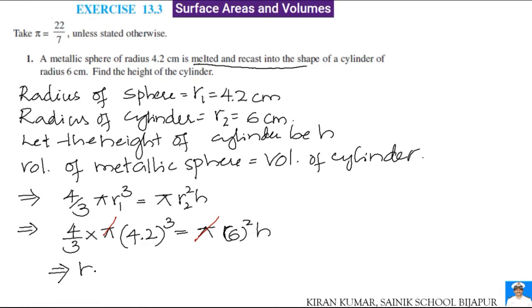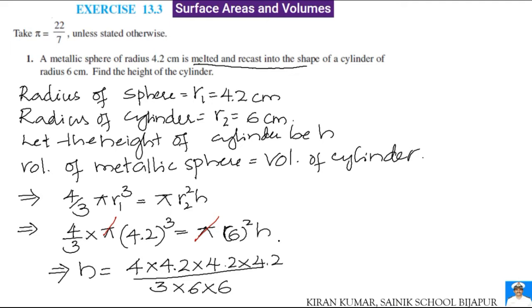So h will be equal to 4 into 4.2 multiplied thrice divided by 3 multiplied to 6 into 6. On simplification, we get it as 2.74 centimeter. Therefore, the height of the cylinder is 2.74 centimeter.